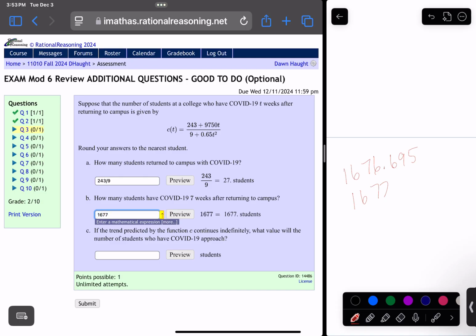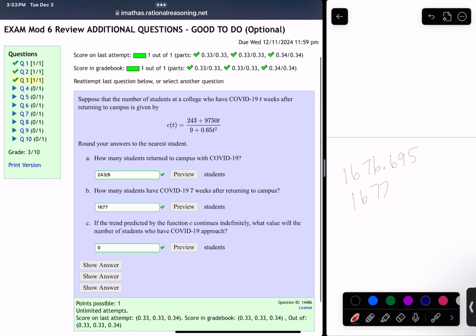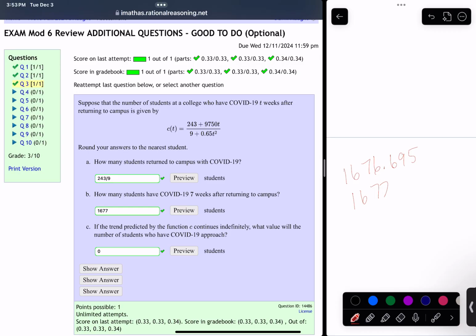If the trend continues, what value will the number of students who have COVID-19 approach? What's interesting is that over the long term, since our highest power is in our denominator, that always reflects that in the very, very long term, it is heading to 0. So let's check those out. That is one where we have a higher power in our denominator.